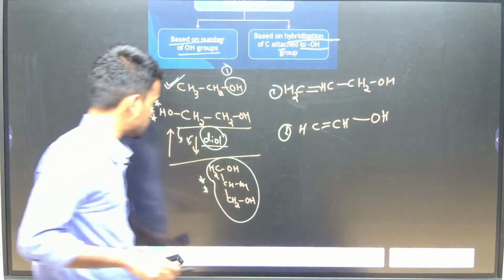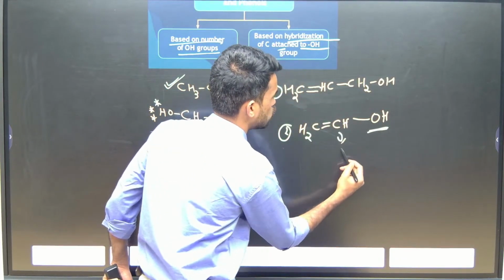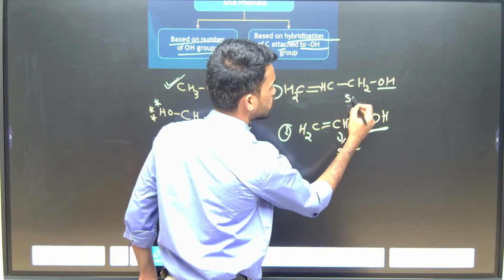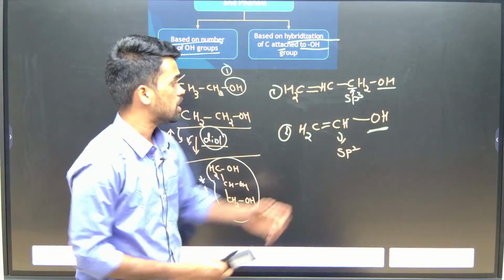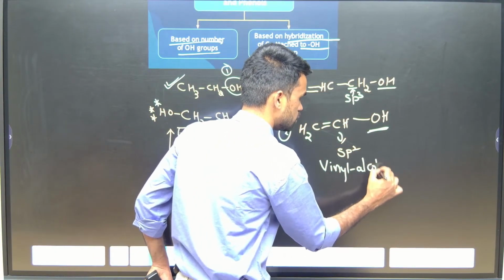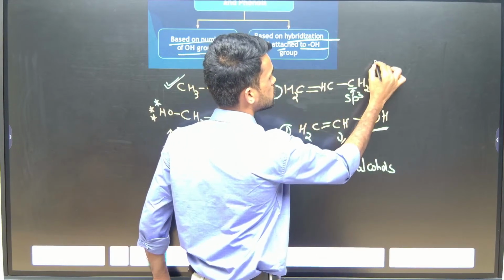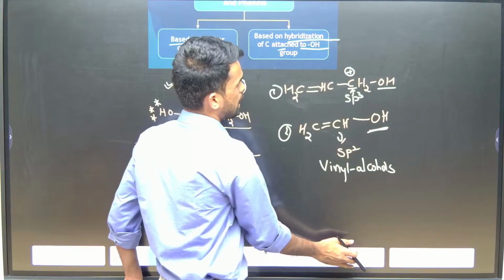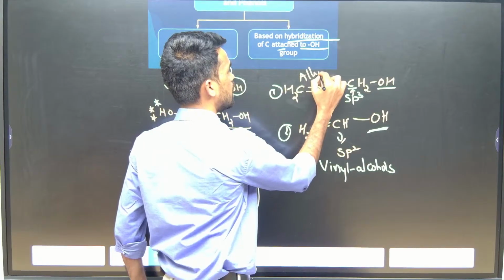If you observe these two compounds, in one the OH group is attached to an sp2 hybridized carbon, whereas in the other the OH group is attached to an sp3 hybridized carbon. This type of alcohol with OH on sp2 carbon is called a vinyl alcohol. Here it is attached to sp3. If I remove this OH group, it will create a positive charge over here. That positive charge is highly stable, and we call this kind of species allylic alcohols.